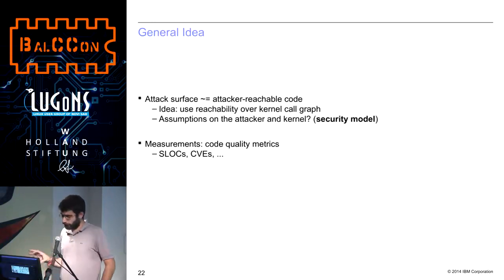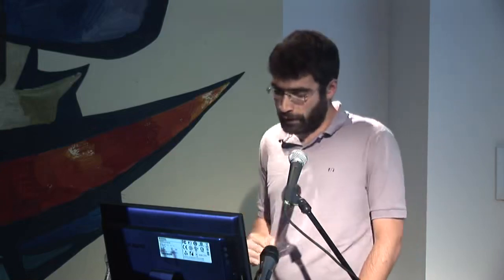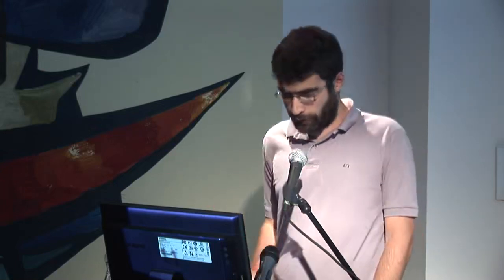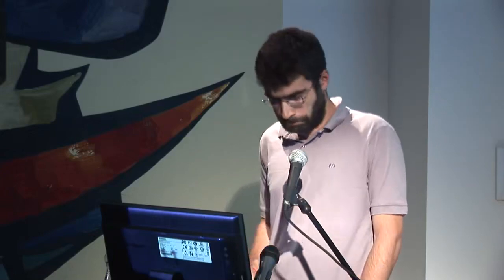So the general idea of the attack surface is attacker reachable code. And the reason I'm mentioning it is because often it's confused with attack vectors, which is rather basically the API, the entry points that you have into the program you're looking at. And the idea for us was to use the reachability over the kernel call graph. We generate a call graph of the kernel, and we look at which pieces of code are actually reachable for the attacker based on assumptions that we make on the attacker itself. Then once you've done that, you can measure it with traditional code quality metrics such as number of lines of code, CVEs, and so on and so forth.